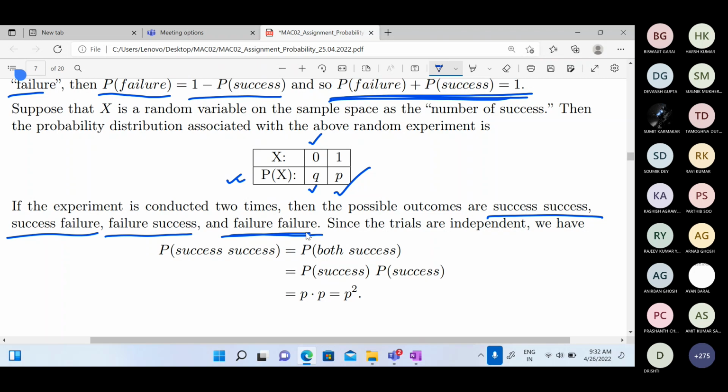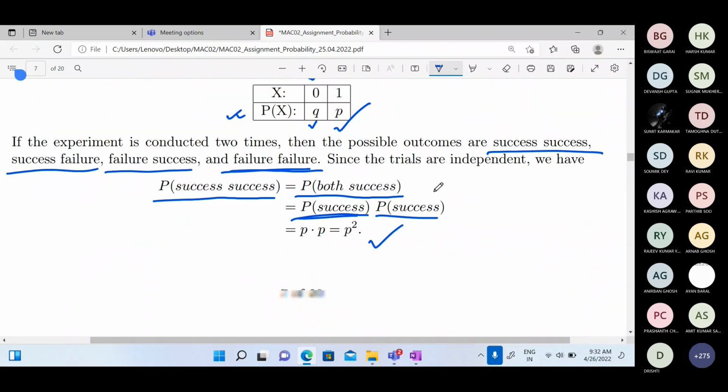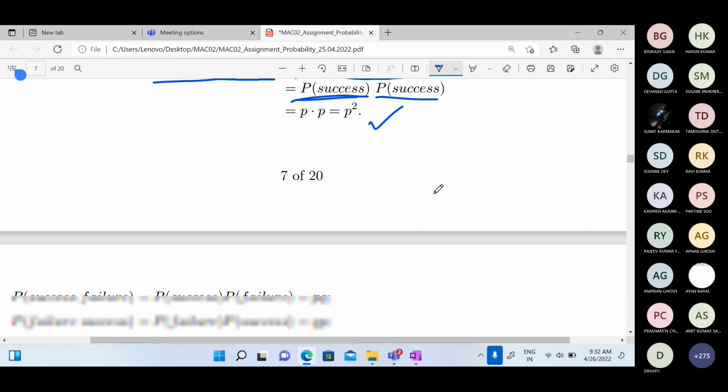What will happen? Since the trials are independent, we can say that the probability of both successes is the probability of success multiplied by the probability of success. So it is P square. And similarly, we can find this one: probability of success-failure.